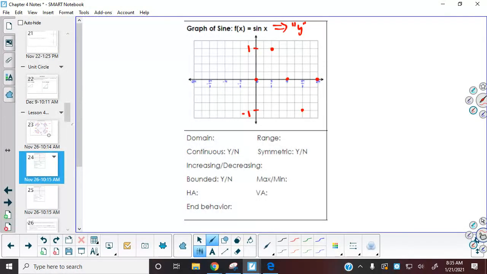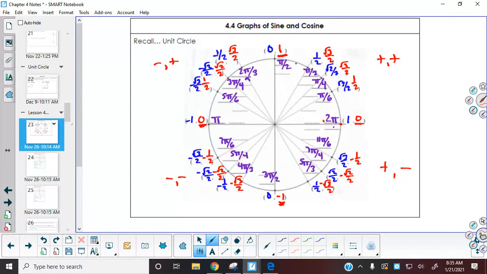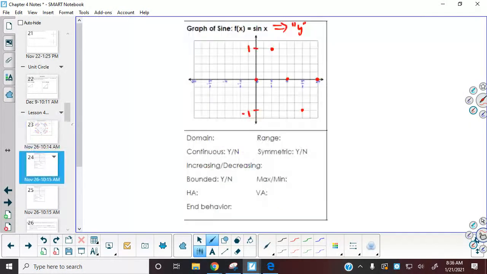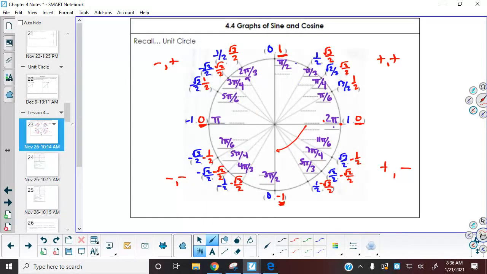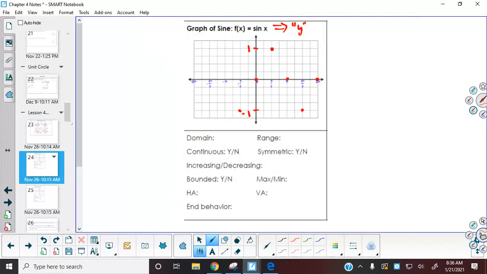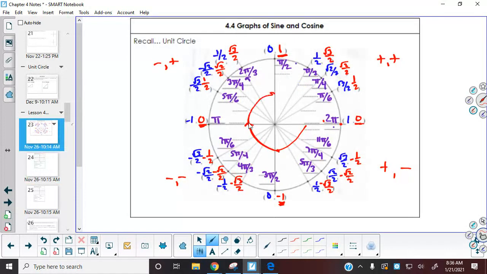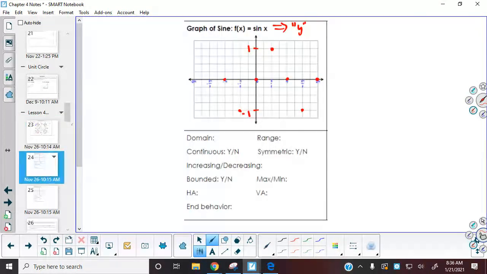Now, the same concept could be used in reverse. So in other words, if I'm going negative pi over 2, I'm at negative 1. If I keep going to negative pi, I'm at 0. And then I can keep on going to negative 3 pi over 2, I'm at 1. And then all the way around, I'm back at 0.